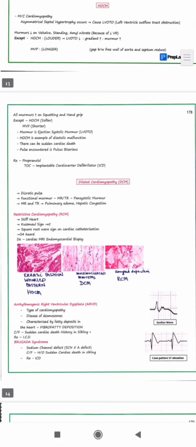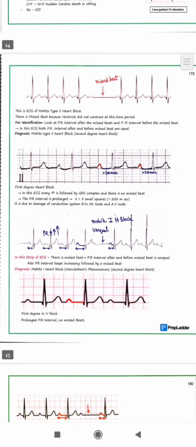Now these are the four pictures showing the characteristic things, like the erratic fashion whorled pattern and the multinucleated pattern, and there is amyloid deposition also. Now we have arrhythmogenic right ventricular dysplasia, which is a type of cardiomyopathy and a disease of desmosomes. It is characterized by fat deposits in the heart, which is fibrofatty replacement, and it is going to be there in the siblings also. The management is basically an ICD.